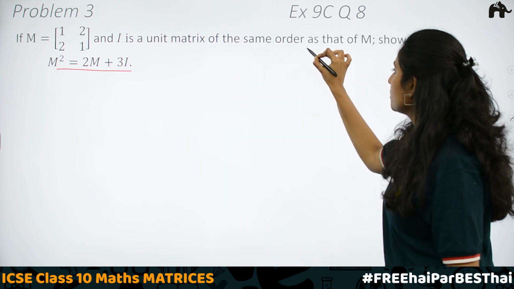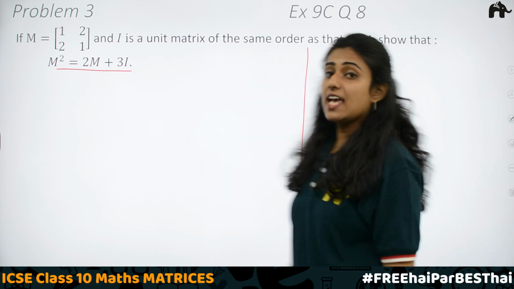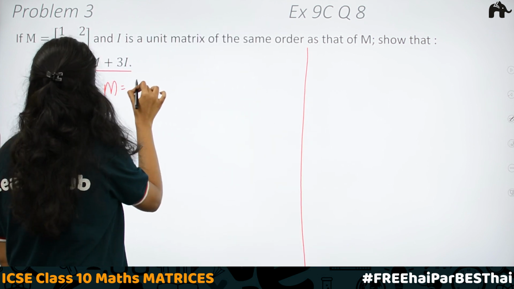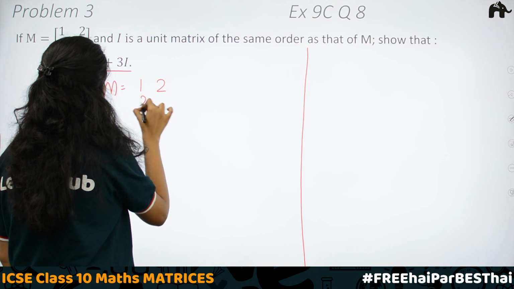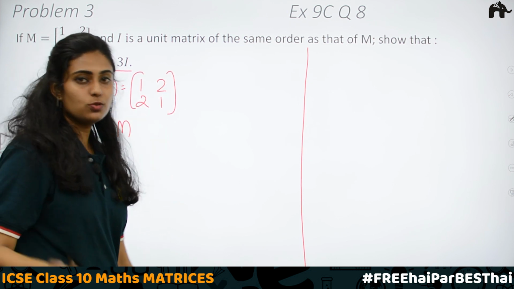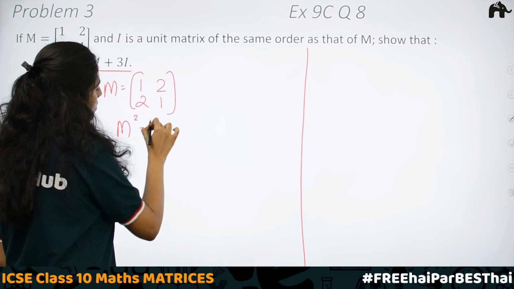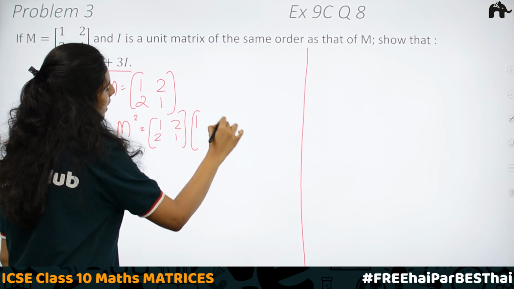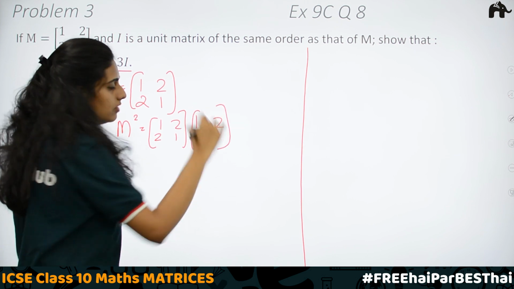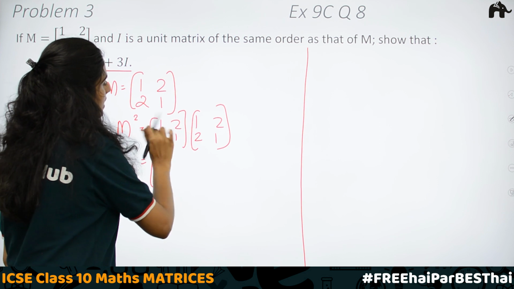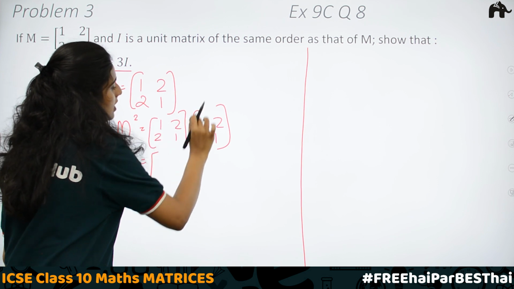How to find M square? We have matrix M is equal to [1, 2; 2, 1]. Then what is M square? M square is M into M. M square is equal to [1, 2; 2, 1] into [1, 2; 2, 1]. We know how to multiply matrices. The first element will be here this row into this column.